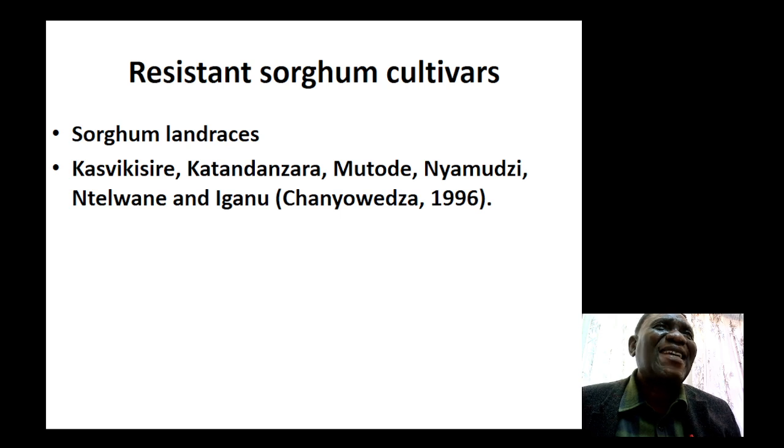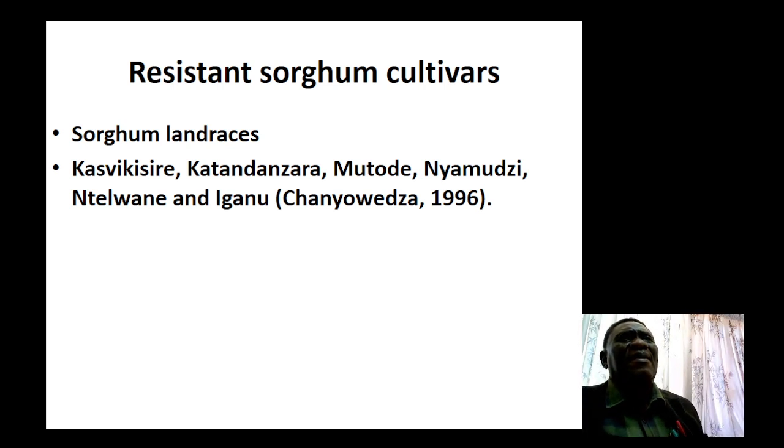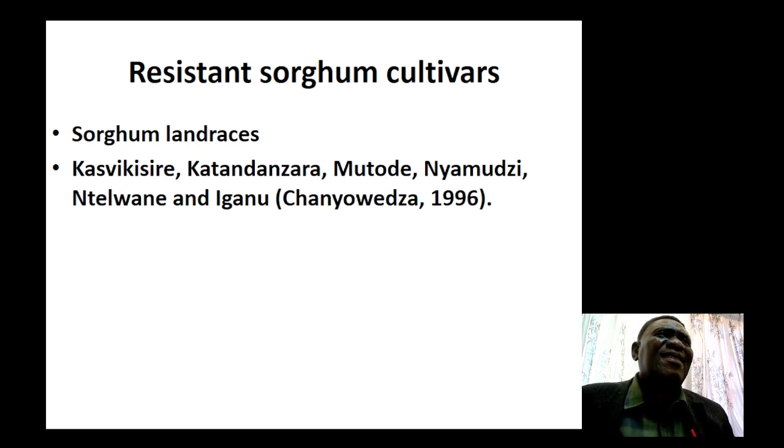Now, resistant sorghum cultivars, we have sorghum land races: Kasvikisire, Katandadzara, Mutode, Nyamudzi, Muteruwane, Ndigano. I think these land races are tolerant to striga.